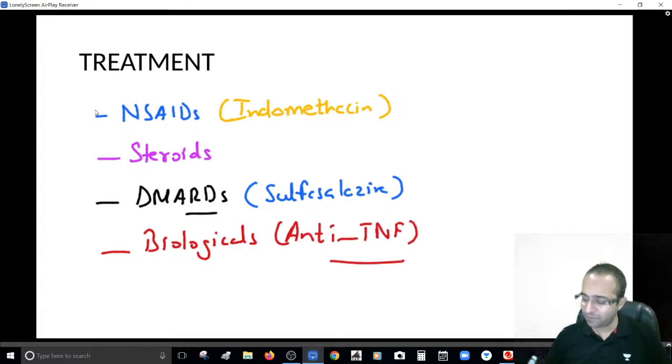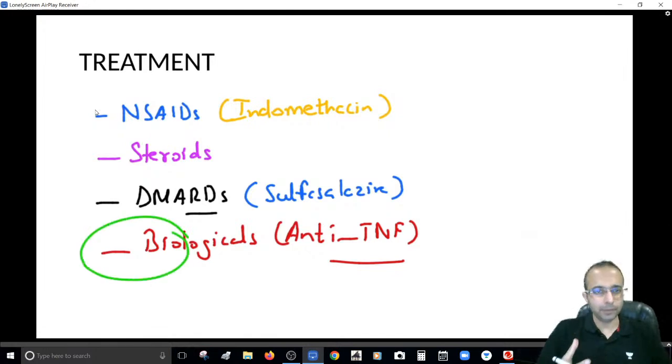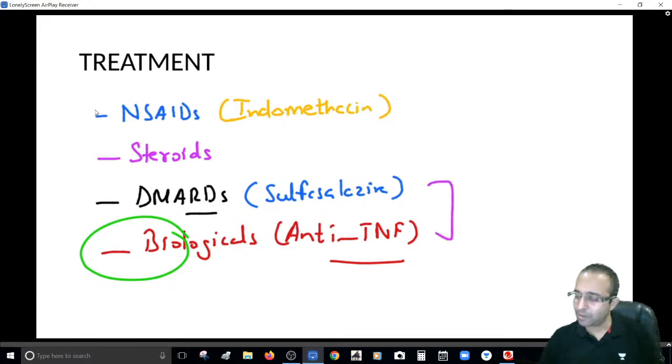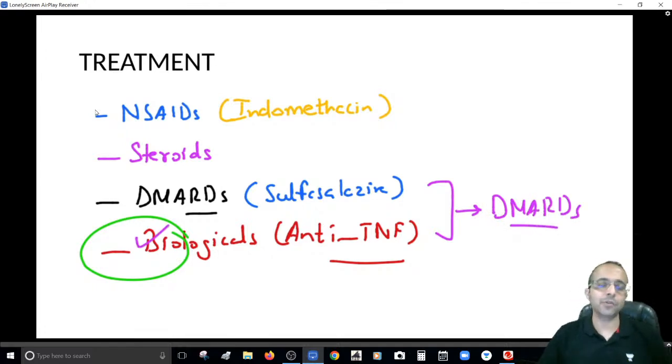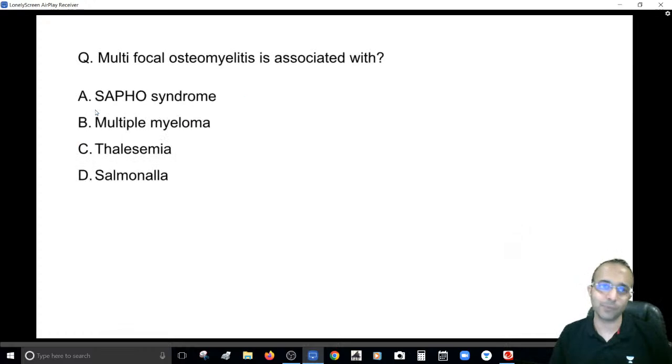By and large, this remains the mainstay for most of the people because NSAIDs are not disease modifying, steroids are not disease modifying. To modify the disease, you have the option of sulfasalazine, but that is too less a DMARD to modify the disease significantly. So you generally have to go to the biological DMARDs, not the synthetic ones. So anti-TNF drugs remain the mainstay in ankylosing spondylitis. So that's all about ankylosing spondylitis.